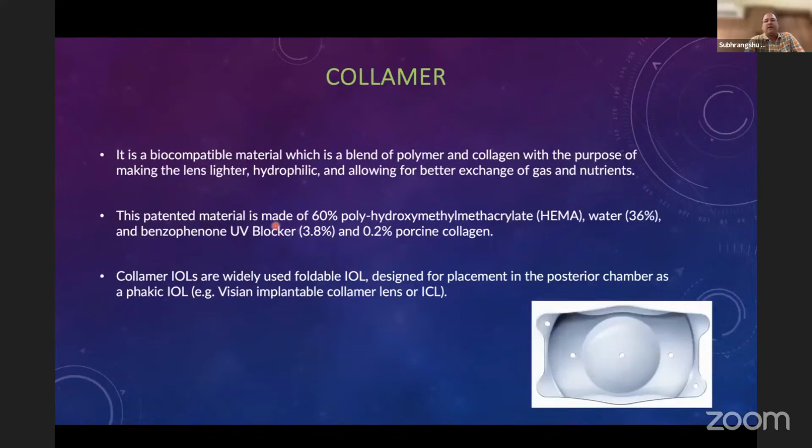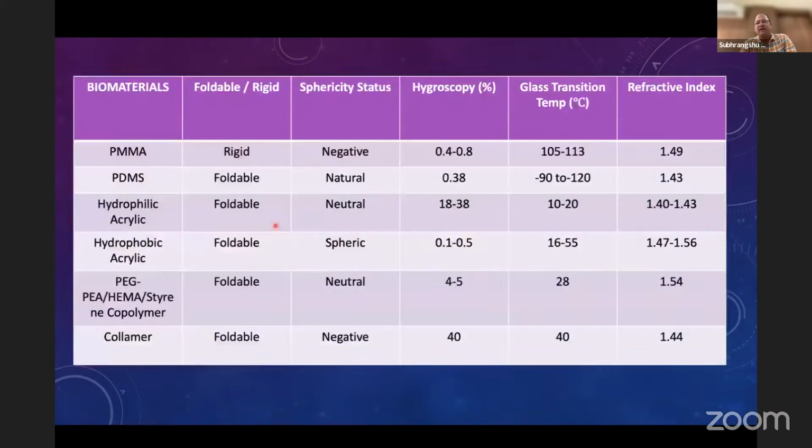Coming to Collamers. Collamer is a biocompatible material of polymer and collagen with the purpose of making the lens lighter. This patented material is made up of 60% polyHEMA, 36% water, and benzophenone UV blocker, and 0.2% of porcine collagen. Collamer IOLs are widely used foldable IOLs designed for placement in the posterior chamber as a phakic IOL.